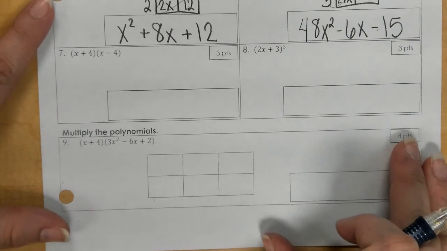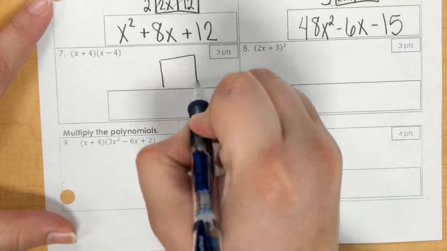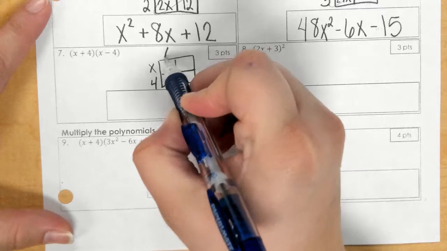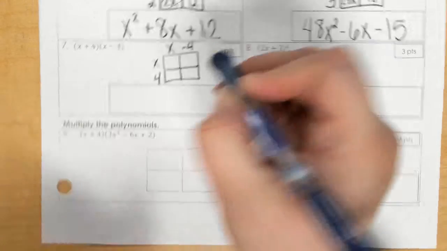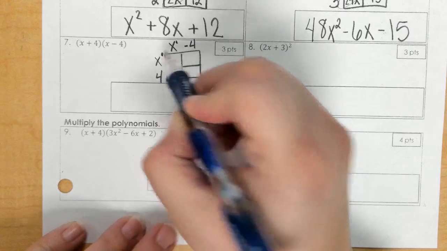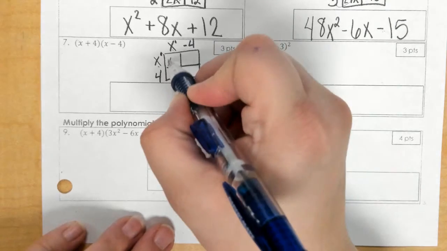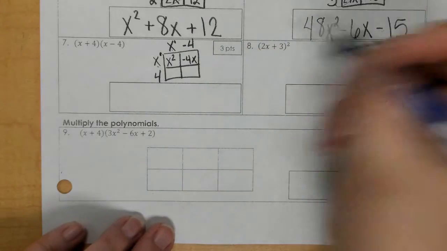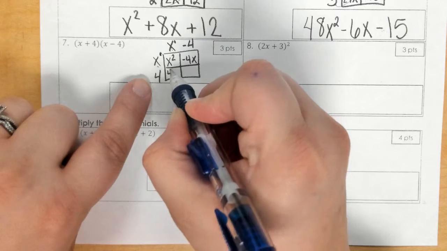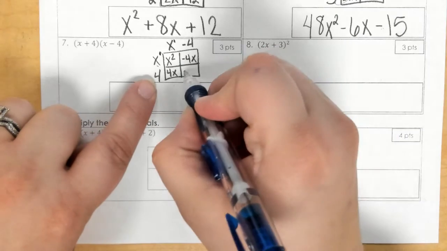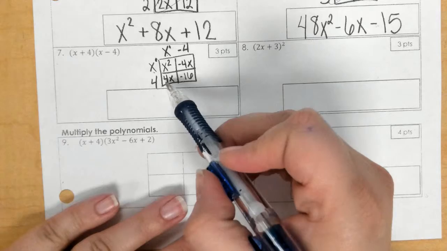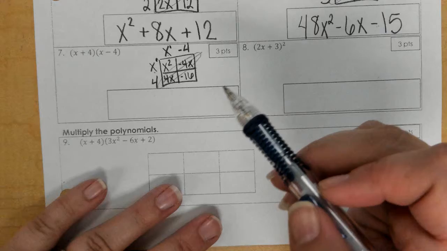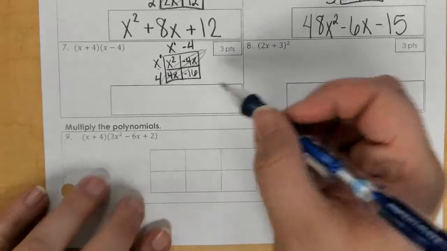Okay. Number 7, we still do the square. So I have x and a positive 4, and then x and a negative 4. Again, remember there's little 1s right there. So x times x is x squared. X times negative 4 is negative 4x. X times 4 is 4x. And 4 times negative 4 is negative 16. So in this case, the 4x and the negative 4x do combine to make 0. So these actually just cancel out. And we have x squared minus 16.